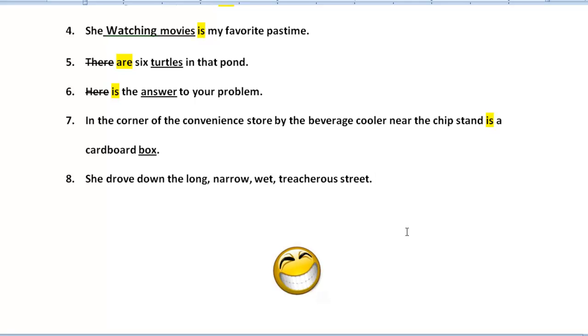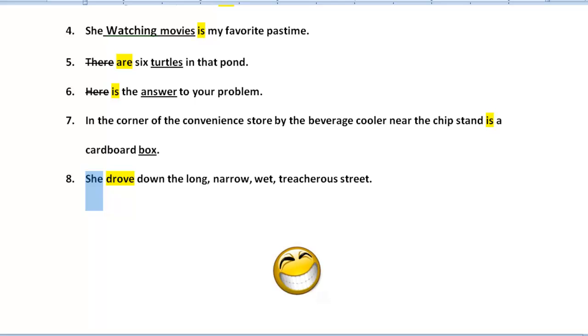But we're not going to do that. We're going to find the verb first. She drove down the long, narrow, wet, treacherous street. Change the tense. Change the time of the happening. She drives down the long, narrow street. She will drive down the long, narrow street, etc. The word that changed is the verb. And that's this word here, drove. Now, ask yourself, did the street drive? No, street did not drive. Street can't be the subject of the sentence. The subject of the sentence is she.